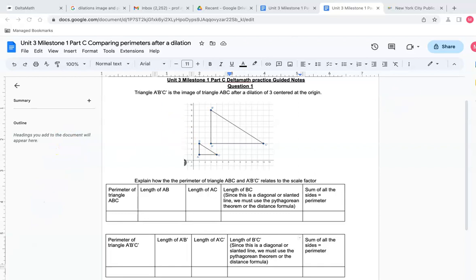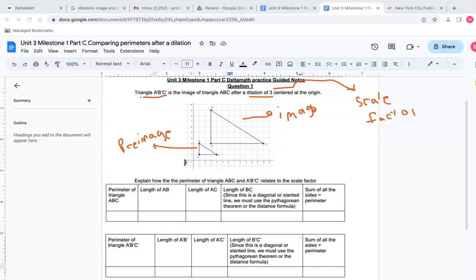It says triangle A prime, B prime, C prime is the image of triangle. So this is the image. And you guys should be annotating on your page. And so that means that this is your pre-image, right? So it's the image after a dilation of 3. So remember, the 3 represents the scale factor.